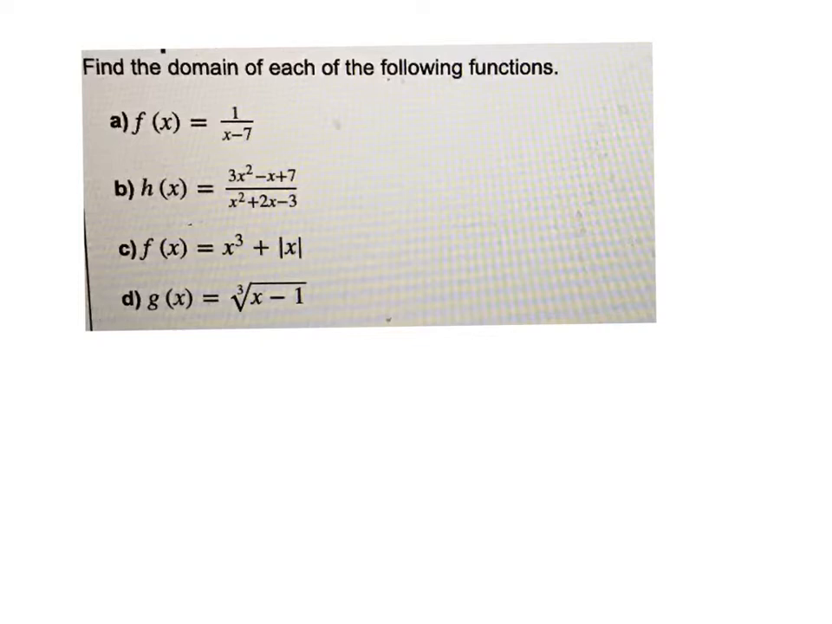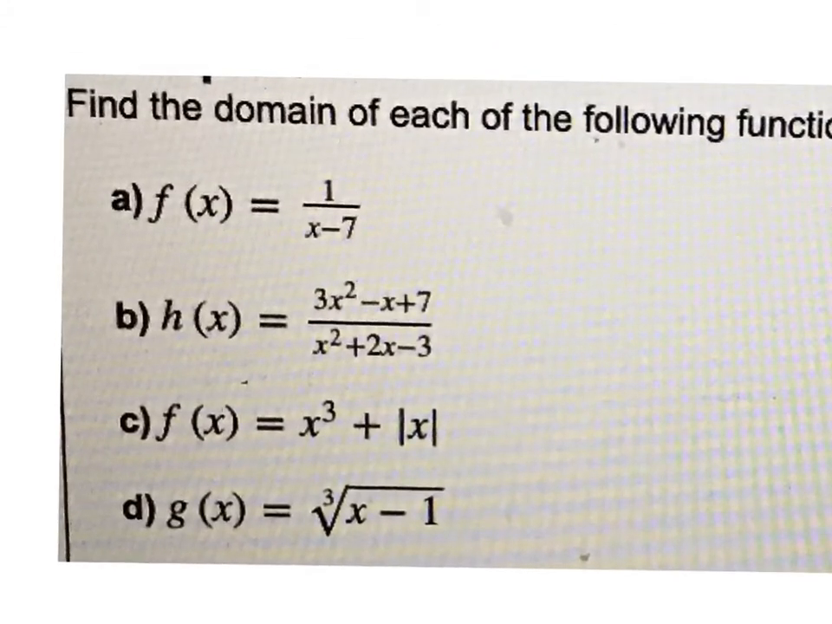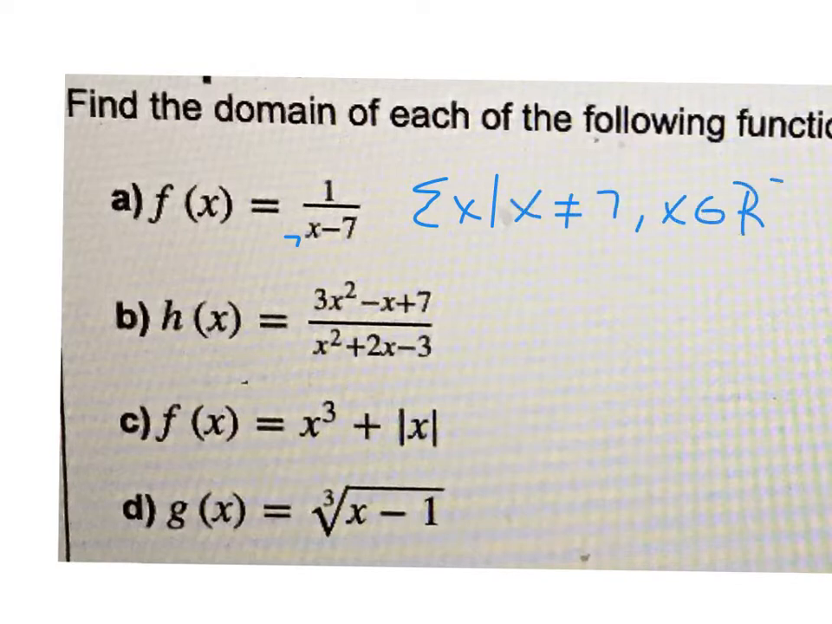All right, this one says find the domain. We're going to do this just by looking. Now think about this first one. I'm going to make it a little bigger for you. Right there, you cannot have 0 in your denominator, which means you can't put a 7 there. So my domain would be all x's. We did this notation earlier in the year, such that x does not equal 7, and x is all real. So x is every real number except for 7.